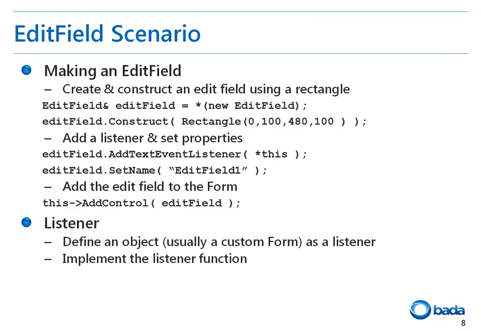Right, let's briefly look at how to use the Edit Field control in some code. The Edit Field is constructed passing the rectangle with the position and the size. The event listener, used to get information when the text is changed, is added. Then, a name is given to the Edit Field to distinguish between edit fields when there is more than one edit field. Finally, the Edit Field is added to the form. Then, you have to declare the object as the listener, iTextEventListener, and implement the listener function to handle events.